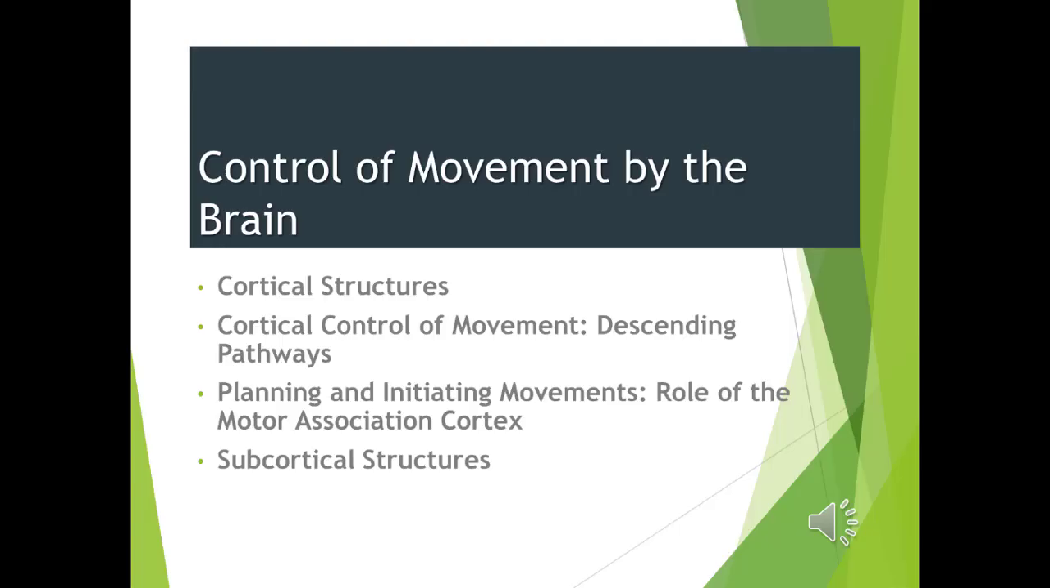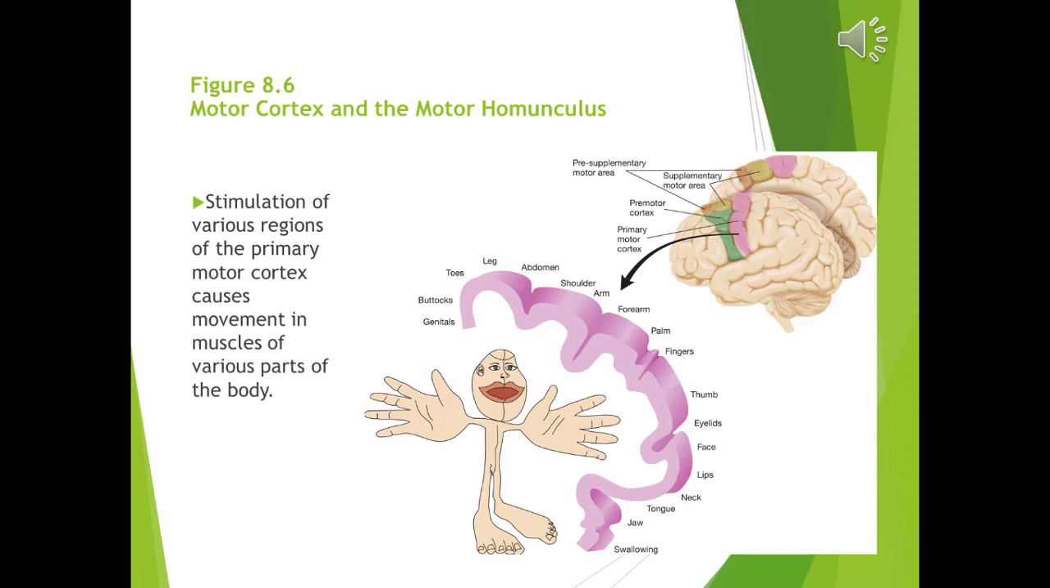So far, we have considered the control of movement at the level of the spine, and now we're going to consider movement control by cortical and subcortical structures of the brain. Here we see an illustration of the motor cortex and a homunculus, with which you are probably very familiar now that we have finished discussing sensation.